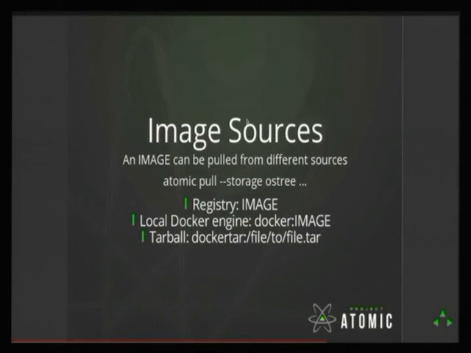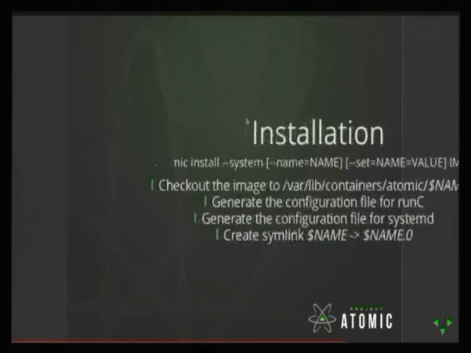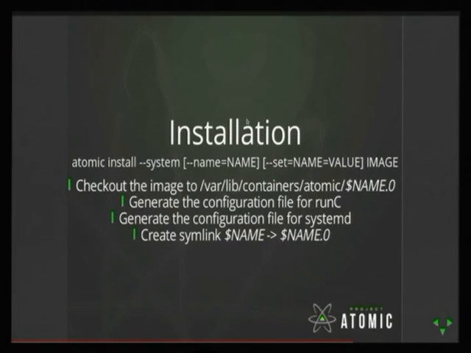An image through Skopeo can be pulled from different sources. From a registry, that's the most common case. Or, especially if you are developing, you can pull directly from the local Docker engine, or even simpler from a tarball. And this is the command that you need to provide for installing a system container.